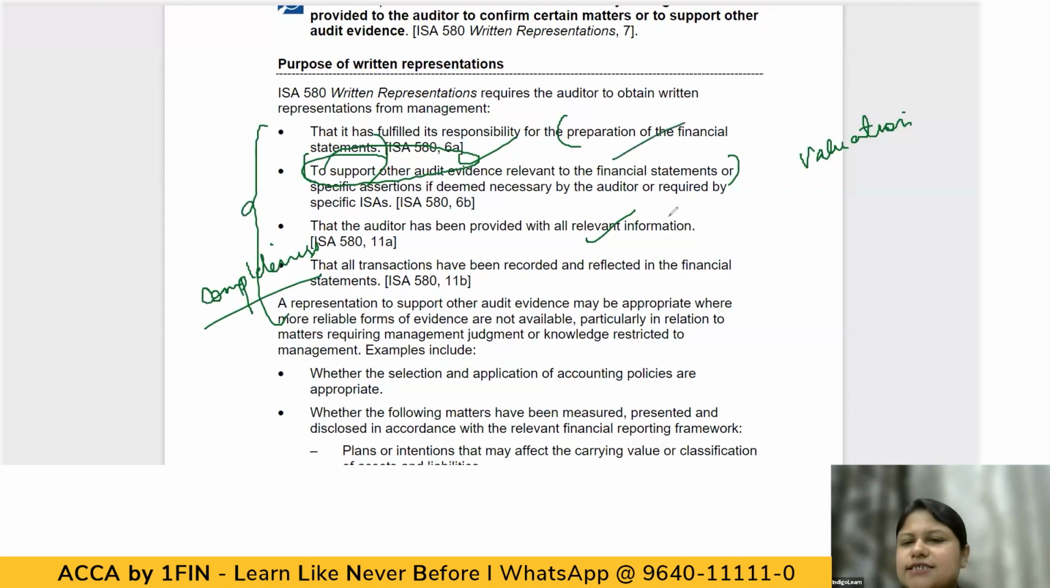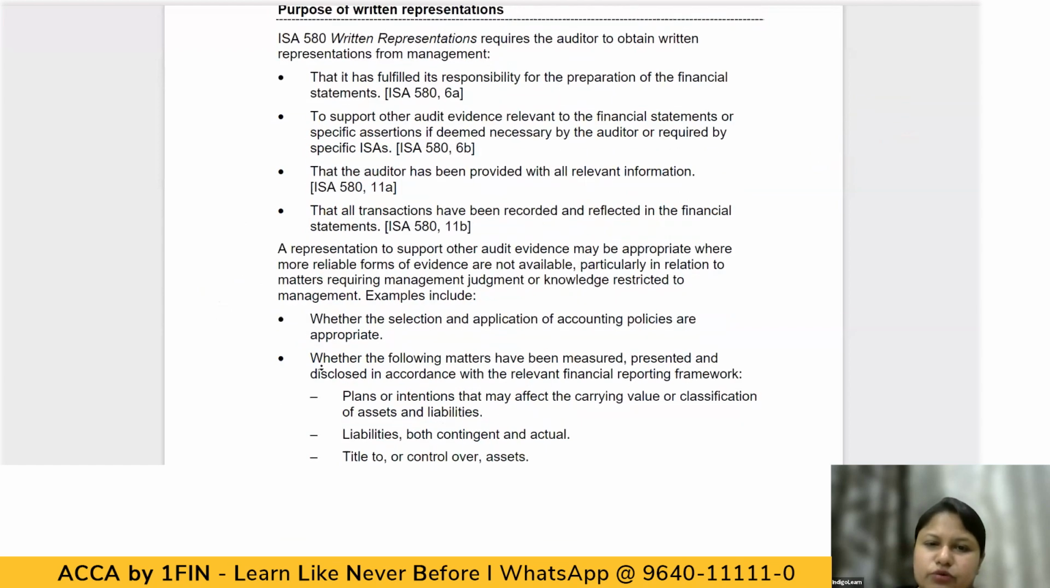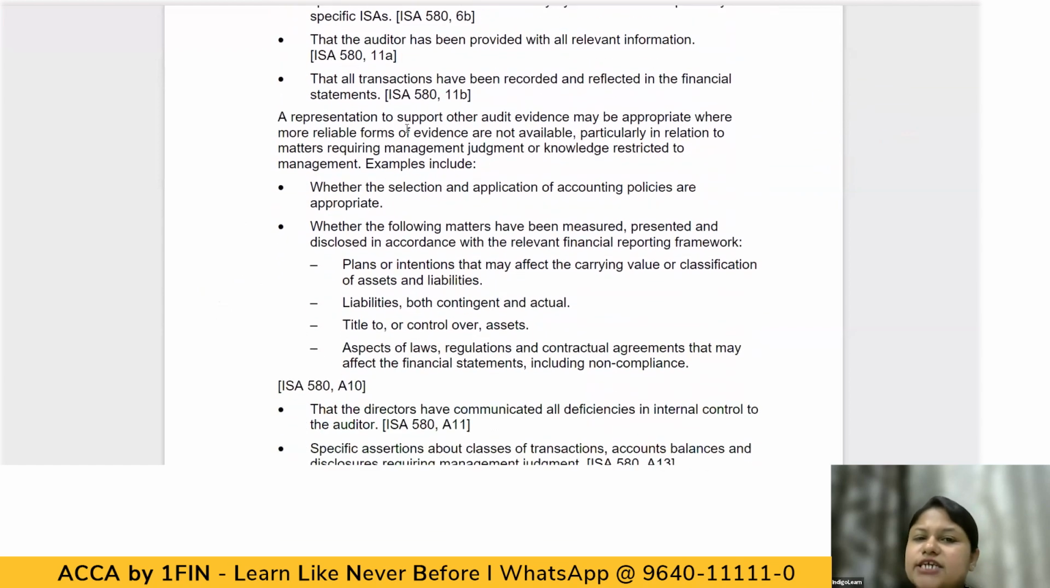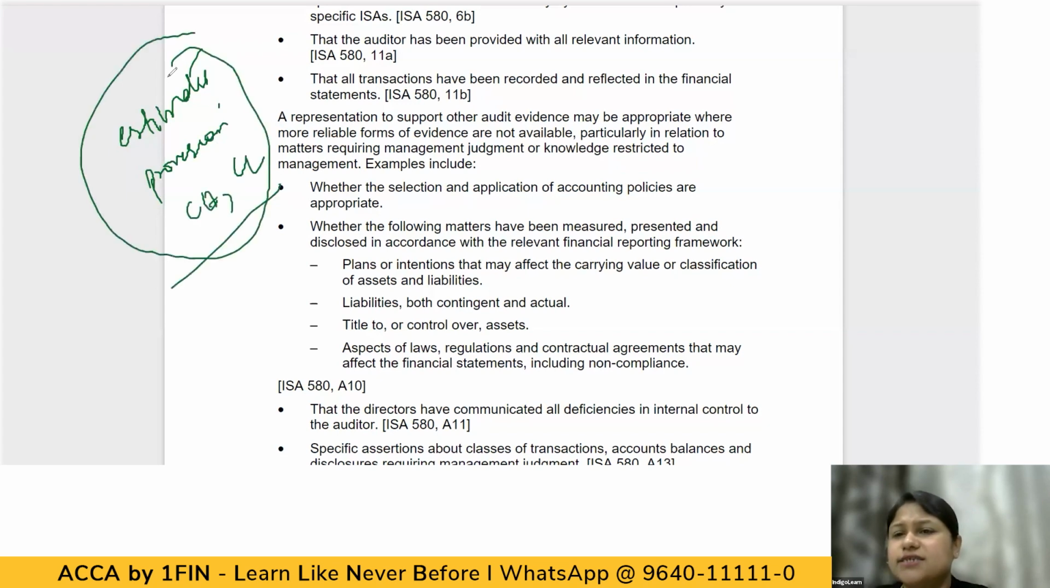Preparation of financial statement as a support to the other audit evidences. Then they have provided all the information to the auditor as and when he asked for it, and everything has been recorded and reflected in the financial statement. That means nothing they have left out. A representation to support other audit evidences may be appropriate where more reliable forms of evidence are not available, particularly in relation to matters requiring management judgment or knowledge restricted to the management. That means examples like estimates, provisions, contingent assets, contingent liabilities.